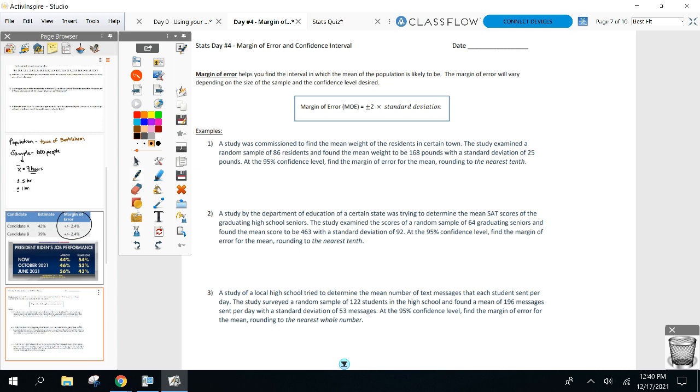How do I find the margin of error? It's an easy formula to remember. Easy. I do plus or minus 2 times whatever the standard deviation is. All right, and that's what's in that text box right there. So I'm going to do plus or minus 2 times the standard deviation.